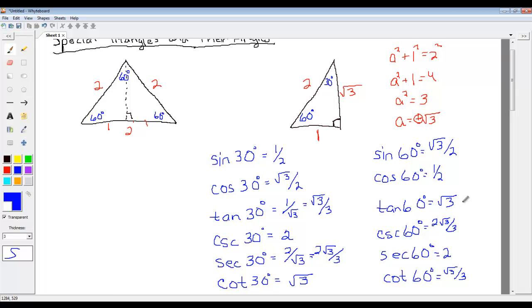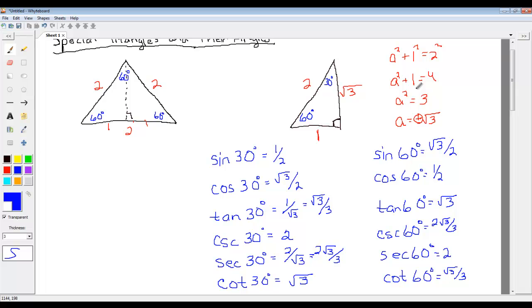Or you could go back and look at your right triangle. And that'll verify it too. 60 degrees, sine, opposite over hypotenuse. Cosine, adjacent over hypotenuse. Tangent, opposite over adjacent. Cosecant, reciprocal of sine. So 2 over square root of 3, or 2 square roots of 3 over 3. Secant, reciprocal of cosine. So 2. Cotangent, reciprocal of tangent. So 1 over square root of 3, or square root of 3 over 3.